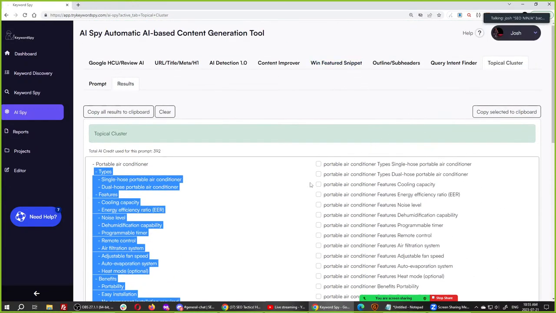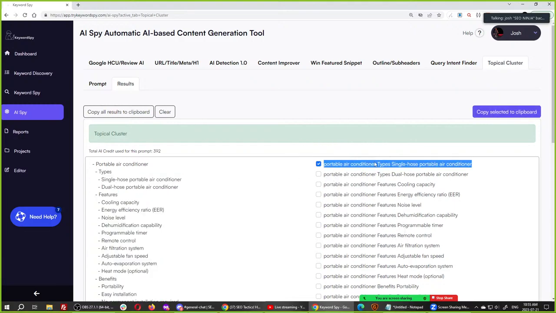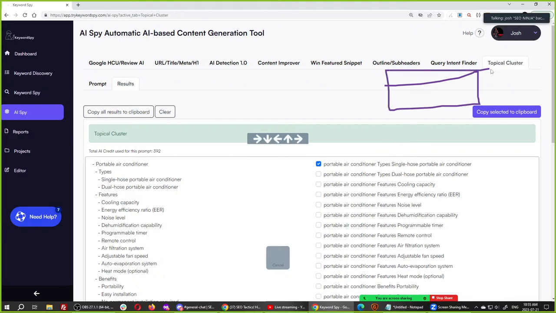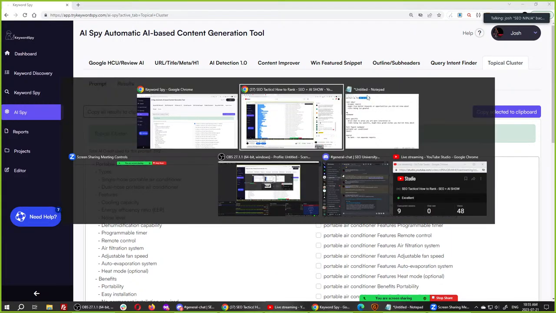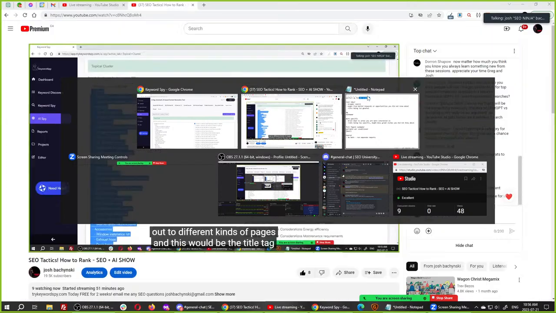And then you could copy the selected to the clipboard, and then you could start running these keywords manually in Keyword Spy. In the future, we're going to have a build it out button, and it's going to work in stages. First off, it'll run the reports, then it'll build out the pages, and then you just add in your WordPress login information, and it'll add that topical cluster pages to your site automatically, which is going to be super cool.